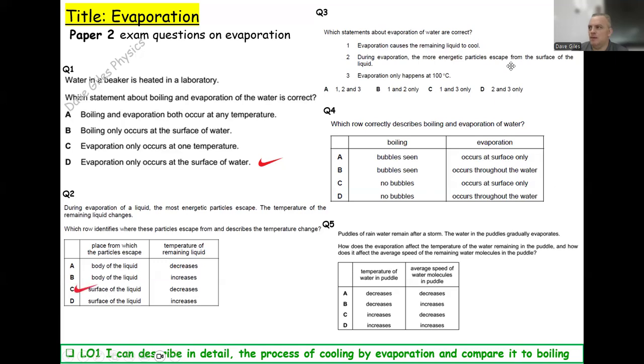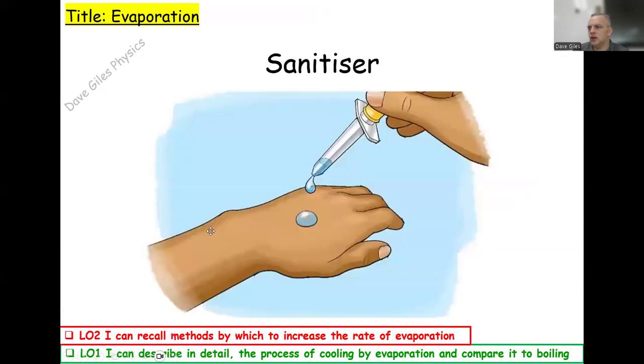So C, B, A, and A again. Okay, so that is the first learning objective, almost complete. Describe in detail the process of cooling by evaporation and compare it to boiling. Now, we're going to look at ways of speeding up the process of evaporation.